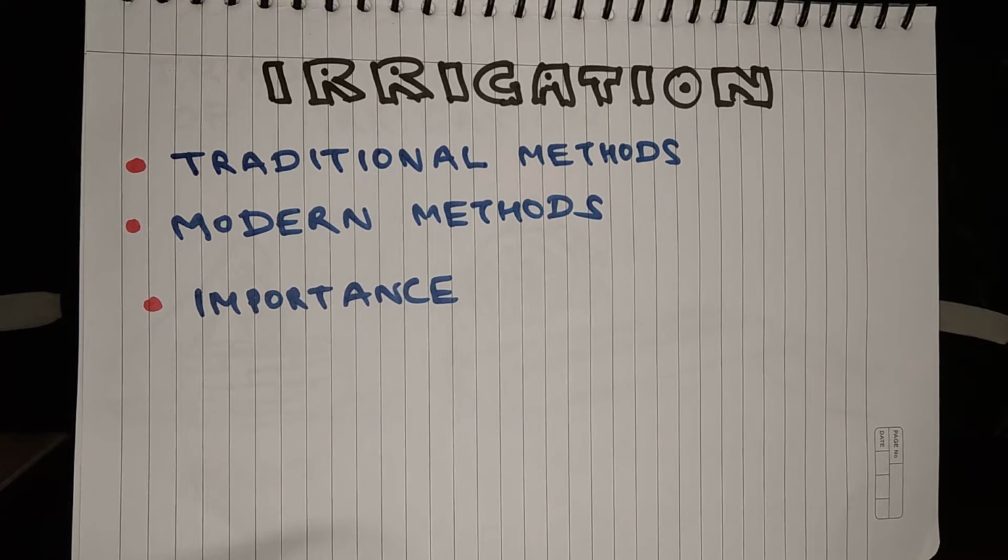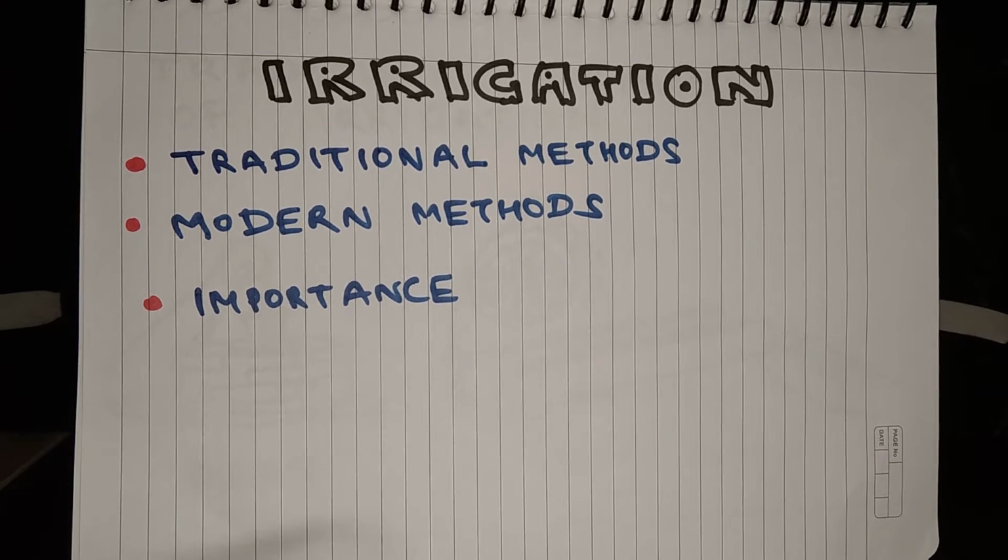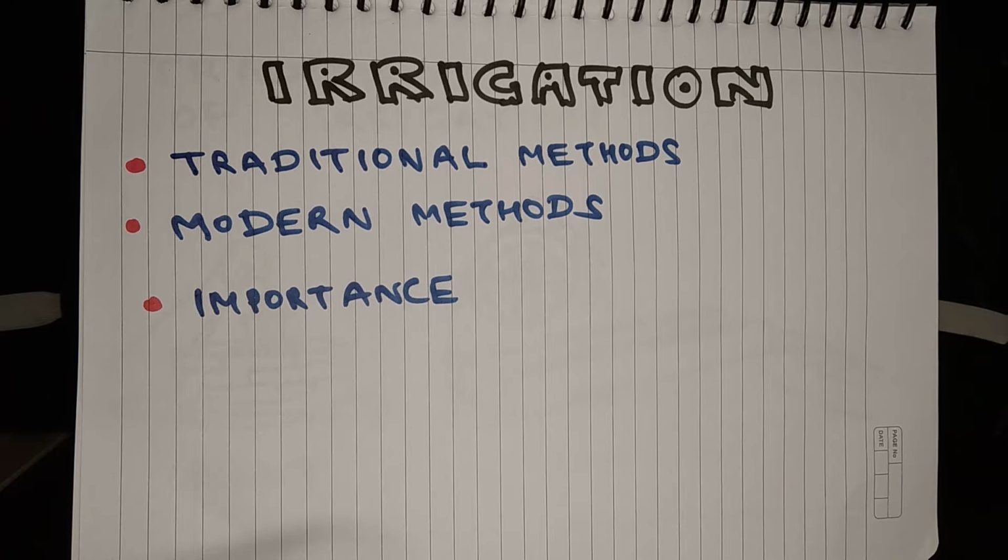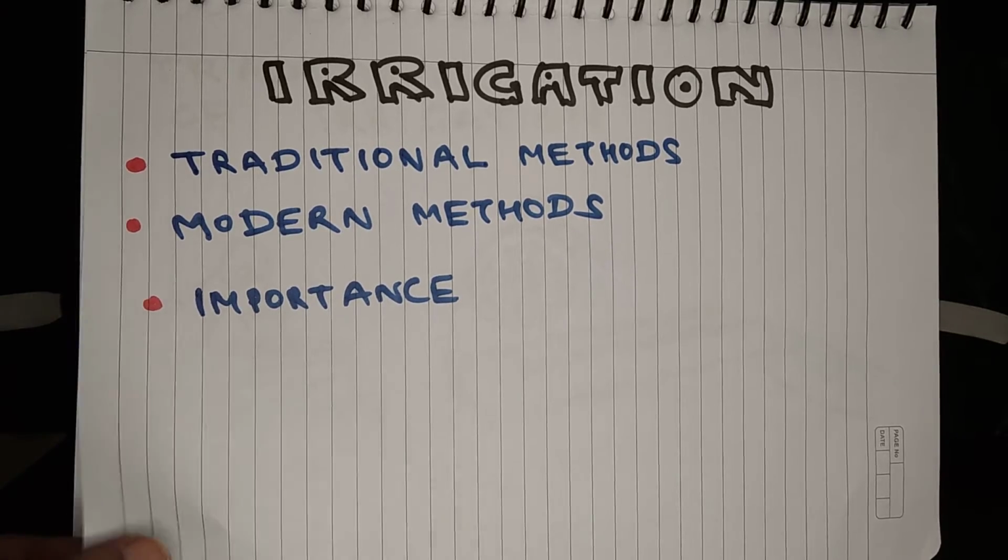proper growth of plant. And that is why farmer needs to supply water to the crop from time to time, and supplying water to the crops artificially is called irrigation. Various resources of water are utilized for this purpose, like river, pond, well and lake. There are some traditional methods and there are some modern methods of irrigation.